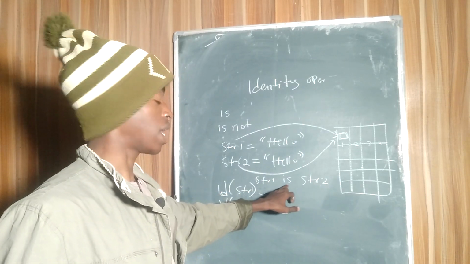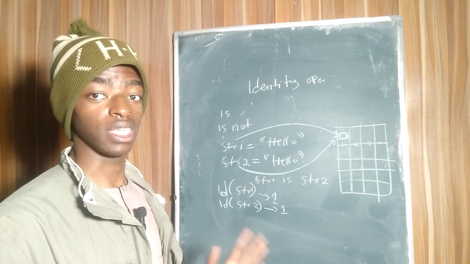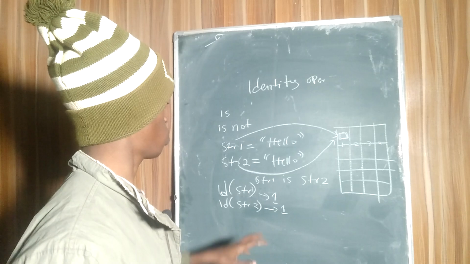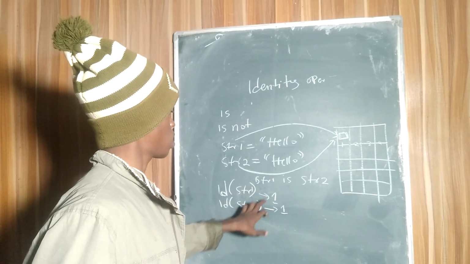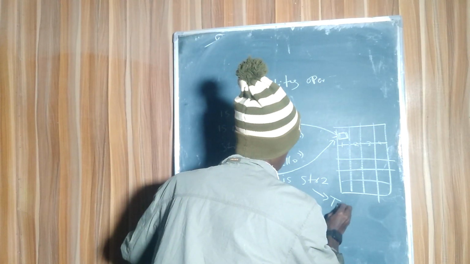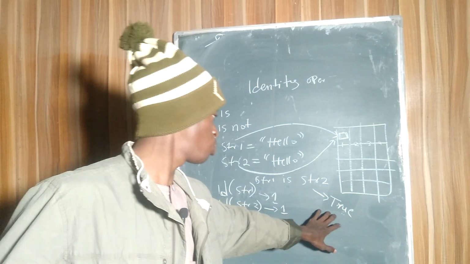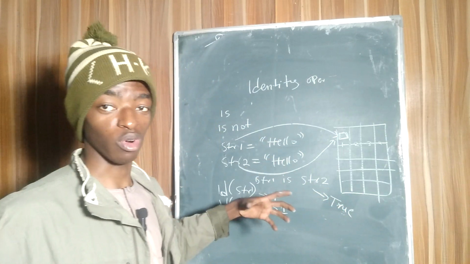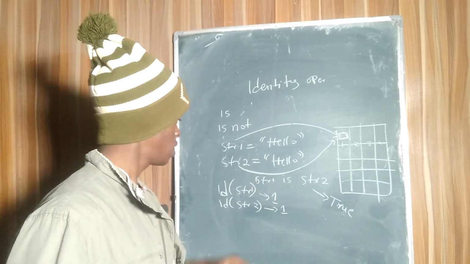Like I said, the identity operator, which is is, is used to compare the IDs of those objects. So all the IDs of these objects are 1 and 1. That means we're going to see true. So this is the reason why we get true in our Python program. This is what happens behind the scenes.